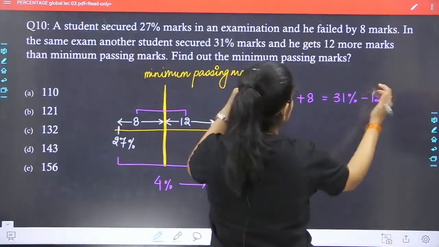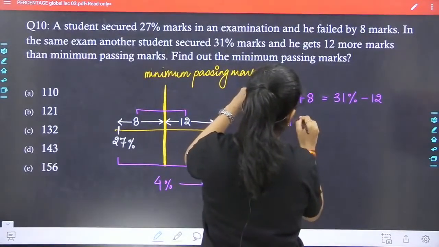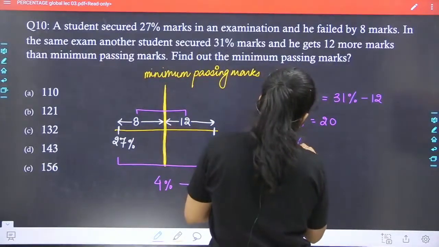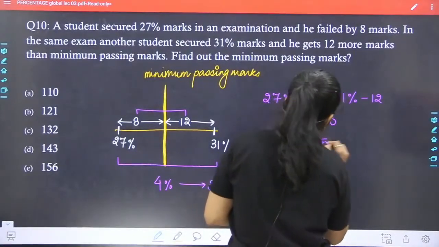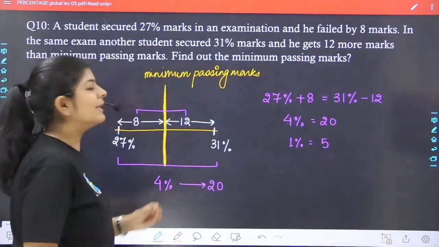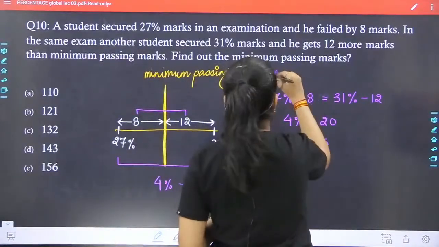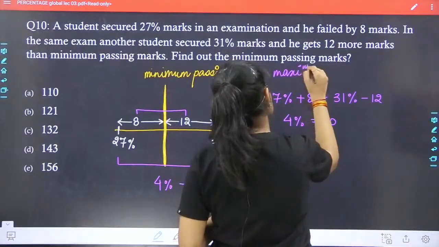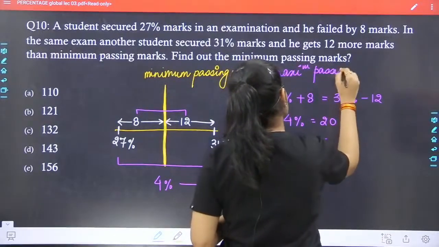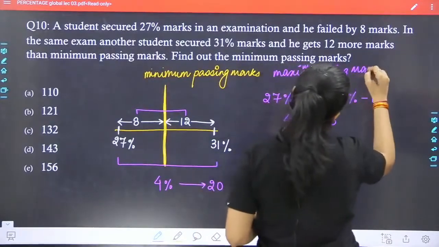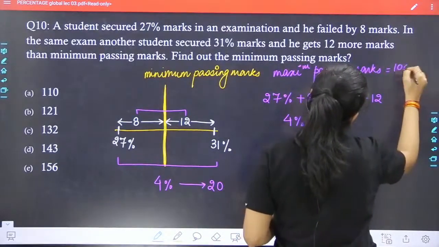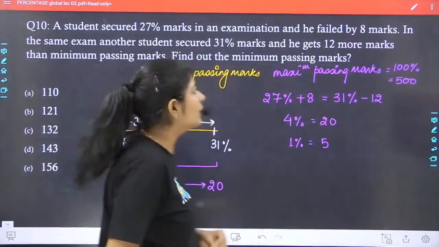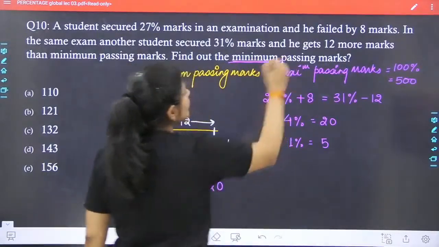If we equate both these values, I get 4% is equal to 20, or my 1% value is 5. So if I have to calculate the maximum marks, that should be equal to 100%, that means it is equal to 500. But what we have to do is calculate the minimum passing marks.